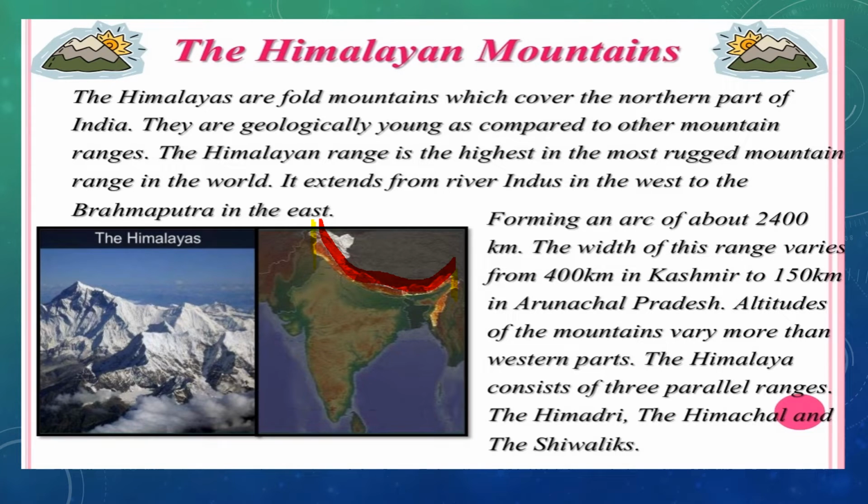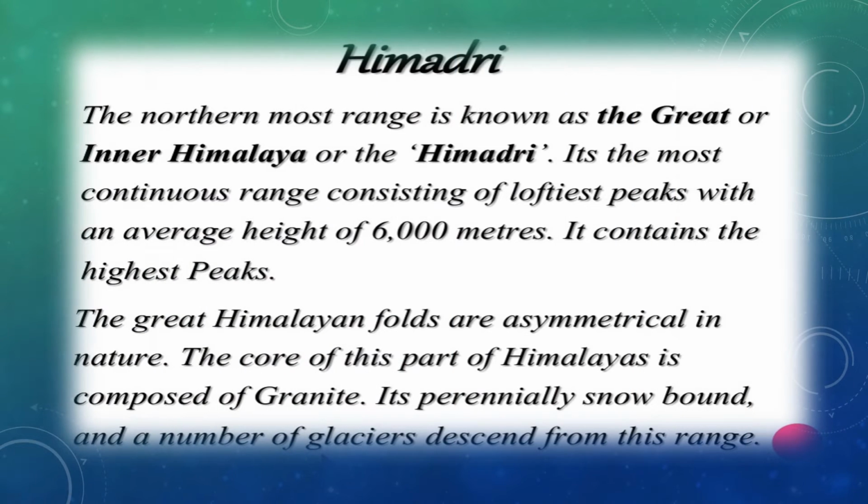The width of this range varies from 400 kilometers in Kashmir, width is breadth, how broad they are, to 150 kilometers in Arunachal Pradesh. Altitudes of the mountains vary more in the eastern parts than the western parts. The Himalayas consist of three parallel ranges, the Himadri, the Himachal and the Shivalik. The Himadri is what we are going to look at right now.